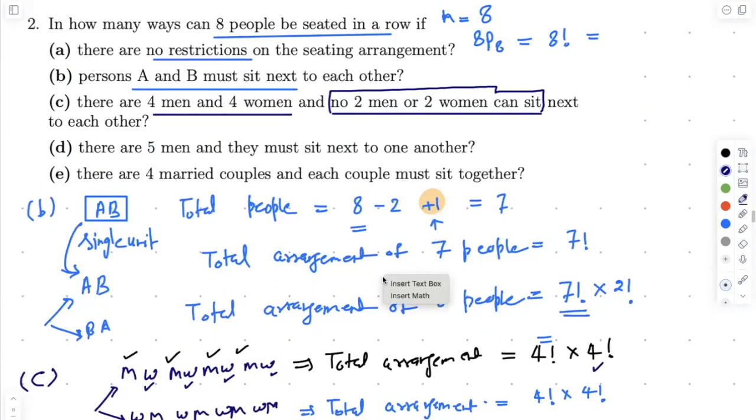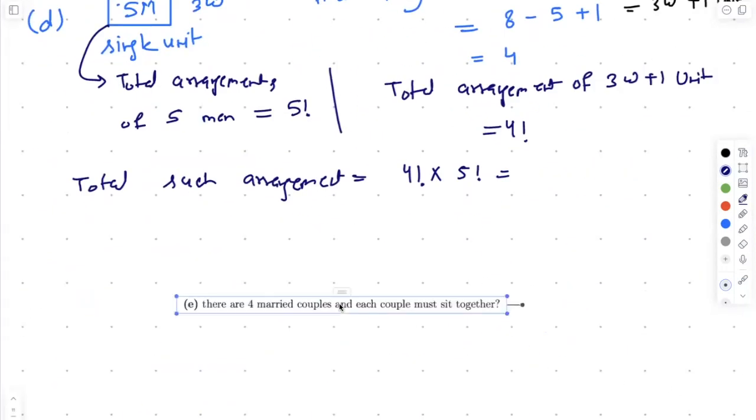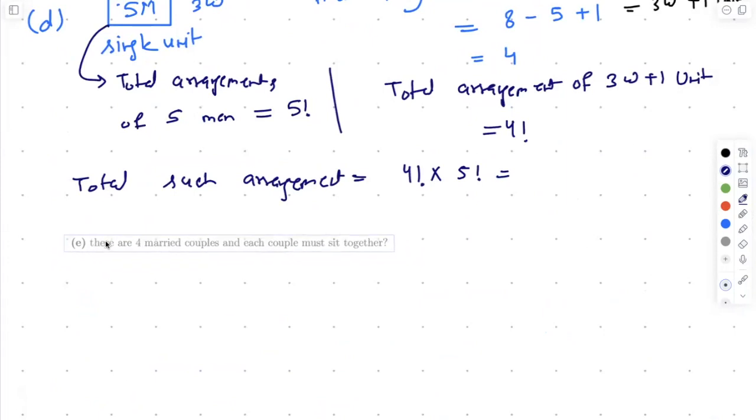Let me just take the screenshot for the E part, and then we'll discuss the E part.